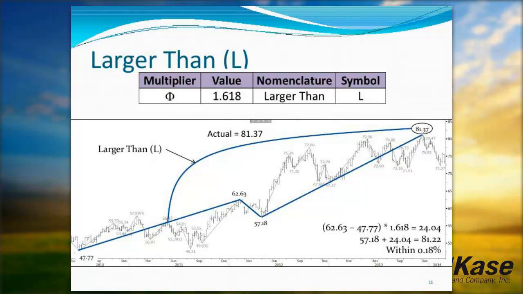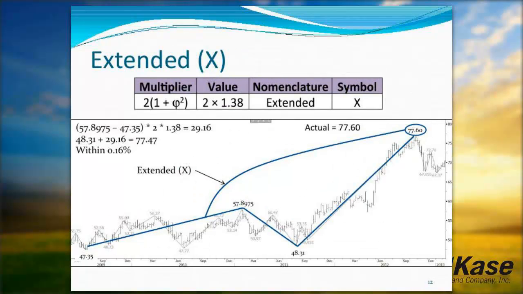It's based upon phi, 1.618, same value, same calculation here. We're taking the YZ portion of the wave, multiplying that by 1.618, then adding that to Z. In this case, that target is 81.22 for this particular wave, and that ends up being within 0.18% of the actual 81.37 swing high. All right.